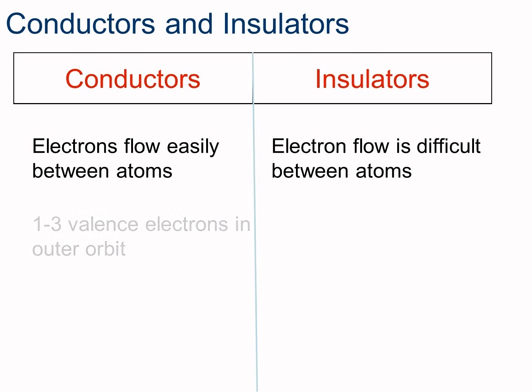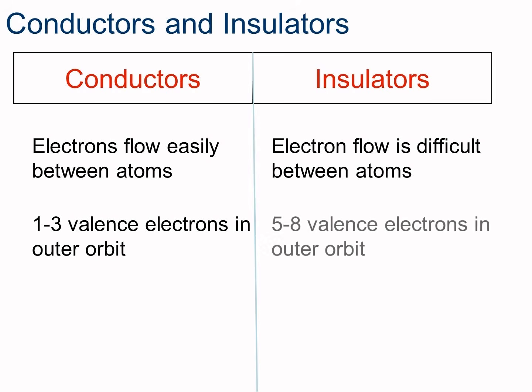Conductors, we find that they tend to have 1 to 3 valence electrons in their outer orbit. Insulators, usually 5 to 8 electrons in their outer orbit. Now you might be thinking, well, what happens when you're at 4, right? You're not 3, so you're not a good conductor, but you're not 5, 6, 7, 8, so you're not a good insulator. Well, these are semiconductors, and you've heard about semiconductors, and that's an important topic for another conversation.